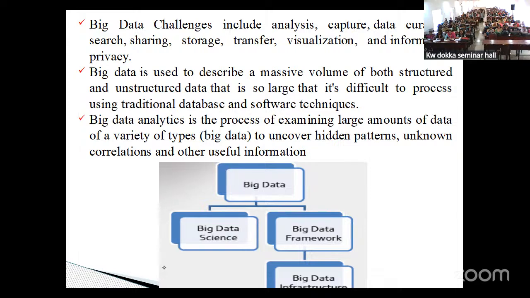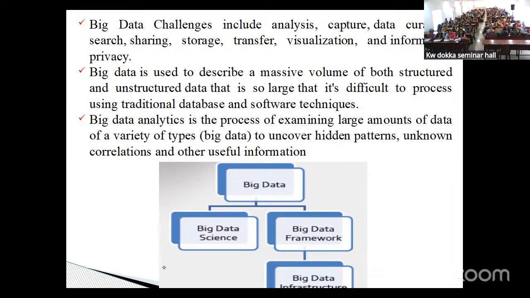Right? Next, what exactly is big data analysis? It is used to process, examining large amounts of data of different types, right? And identify patterns, unknown correlations. So there won't be any relation between the different types of information which you are getting.